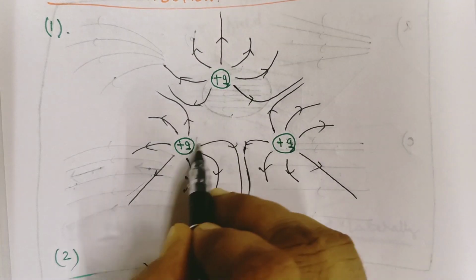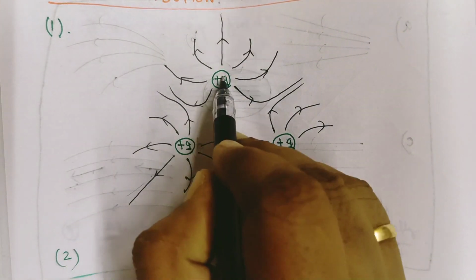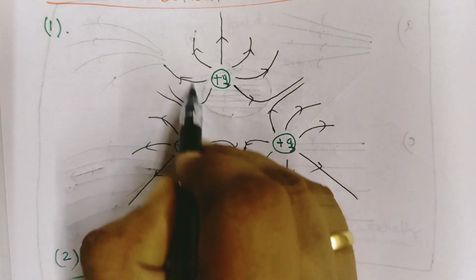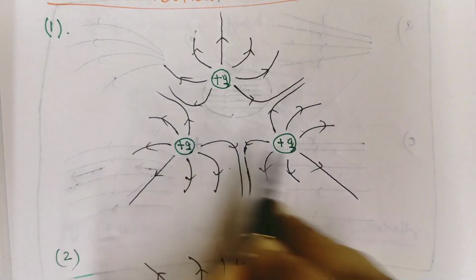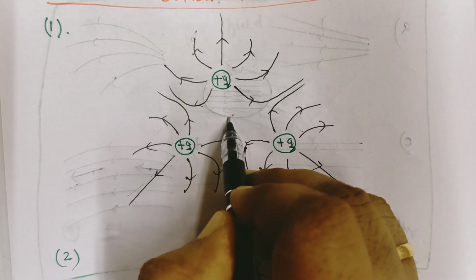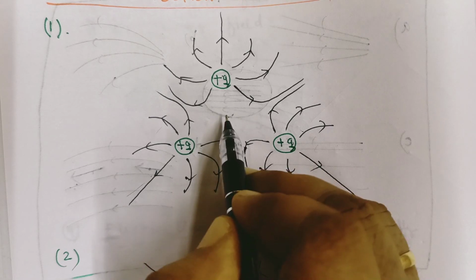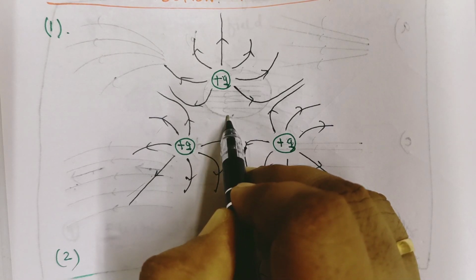As they are positive, they will repel each other. As the magnitude of charge is the same, the number of lines of force should be the same, and this point is a neutral point, meaning there is no electric field. That means the resultant electric field is 0 here.